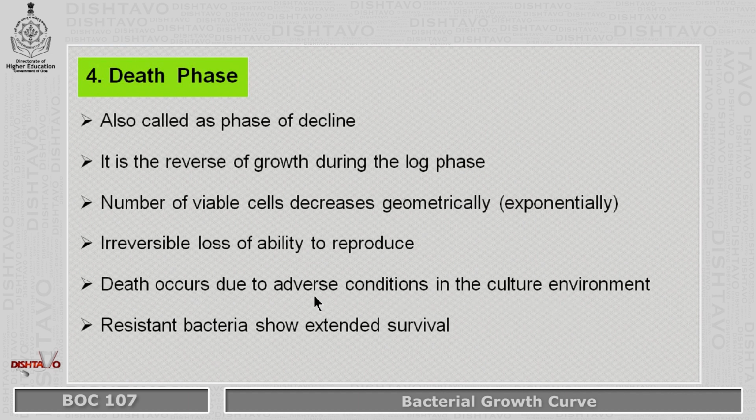Death occurs due to various adverse conditions in the culture environment, which could be due to the depletion of the nutrients, limitation of the space, accumulation of waste products, etc. But in some cases, some resistant bacteria might show extended survival even after the stationary phase.